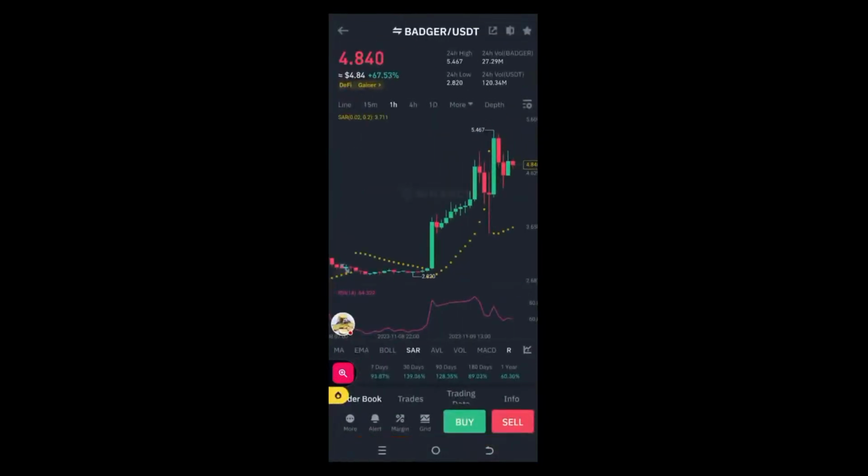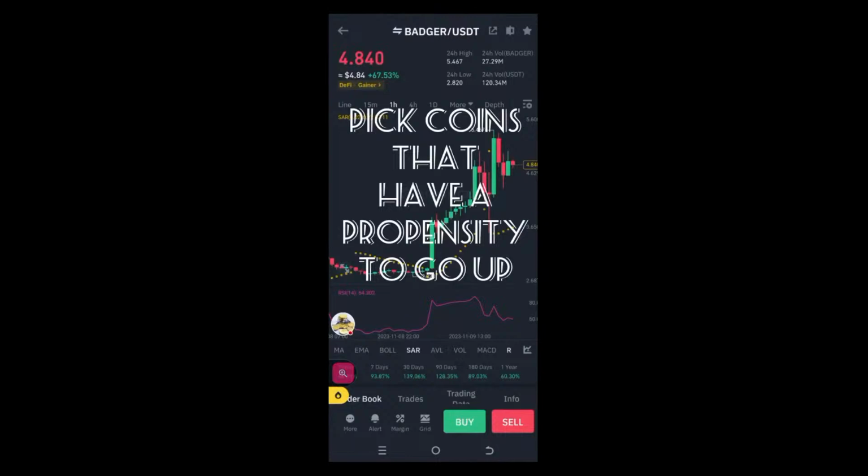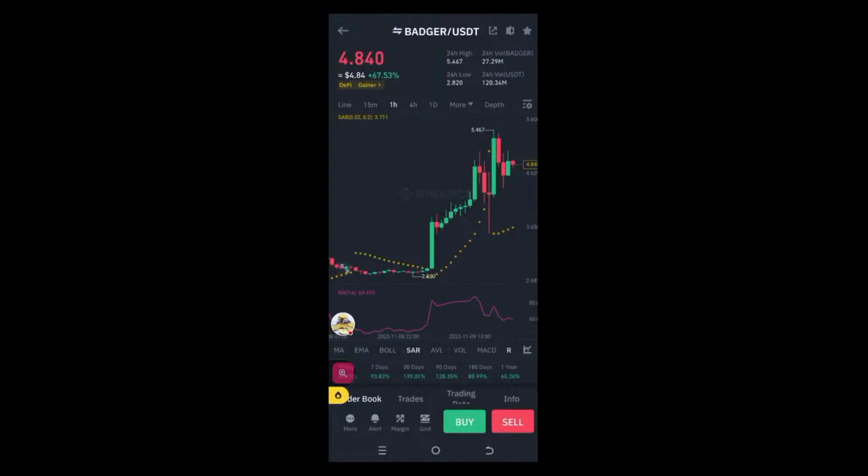First off, like I always tell you, you have to choose coins that have a propensity to go up. Not just because you're picking a coin that's already on the ground and it might likely go up. No, that is a probability. We're talking about propensity. Propensity is different from probability, okay? Propensity means that it has a likelihood. It's more in the positive that this will rise.